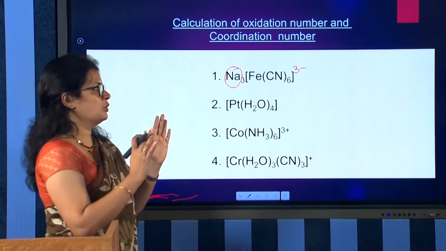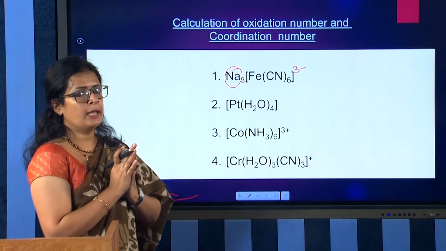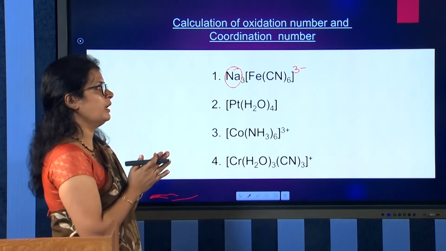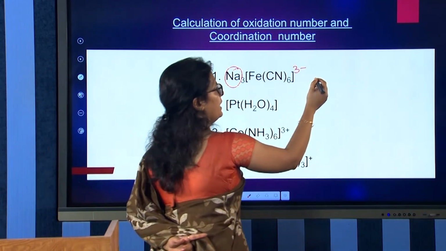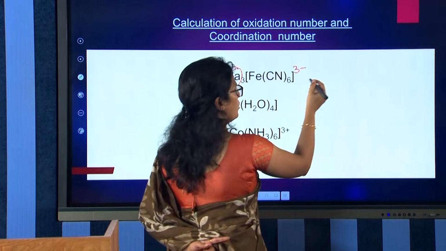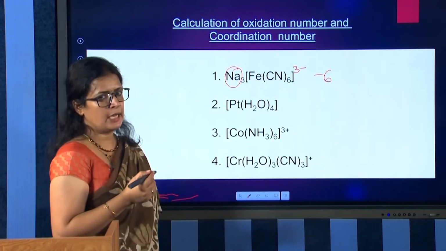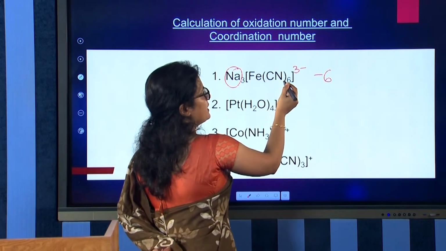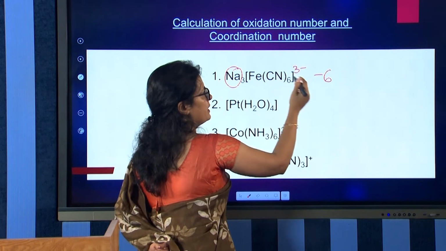And now looking at the coordination sphere, how many ligands are there? 6 ligands. What type of ligands is given there? It is cyano ligands with a charge of -1. How many cyano ligands? 6 cyano ligands. So in total you have -6 charge for the cyano ligands, and -6 has to become -3.